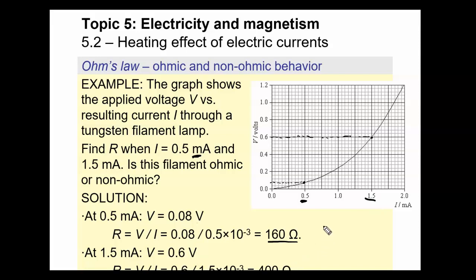Well, obviously 400 ohms is not the same as 160 ohms. If the resistance wasn't constant, that means this is non-ohmic. And of course, you could probably tell it was non-ohmic from the graph because, if it was ohmic, the graph would be linear going through the origin, like we talked about before. So you should definitely be able to find electrical resistance given a VI curve for a given object.